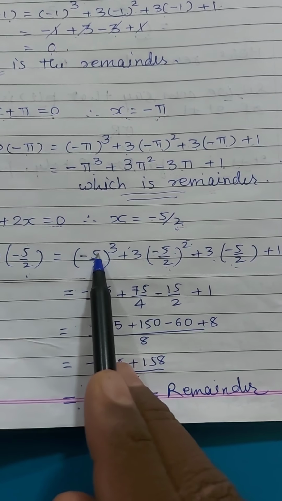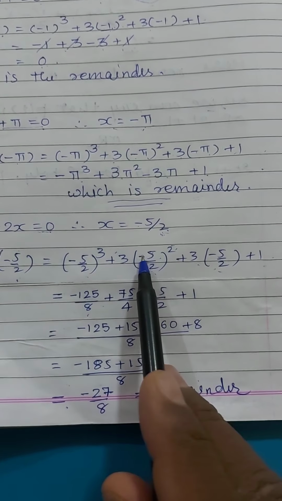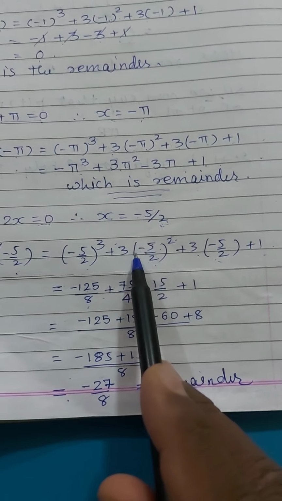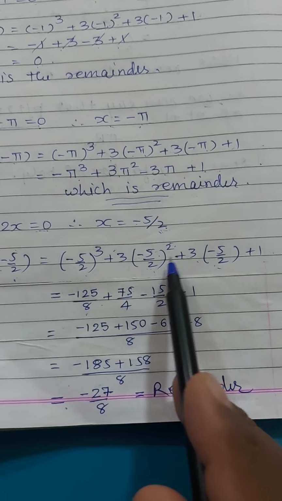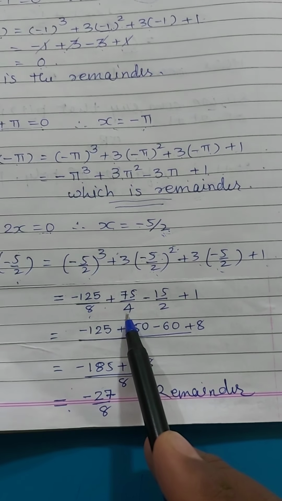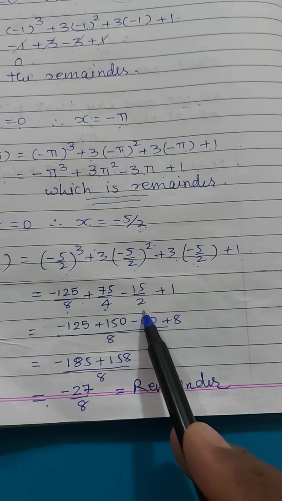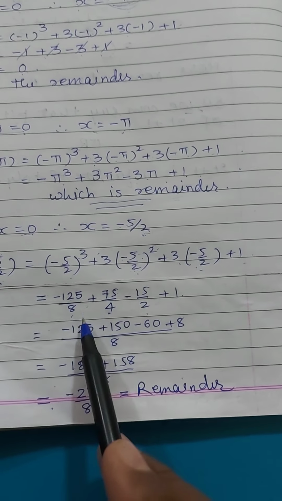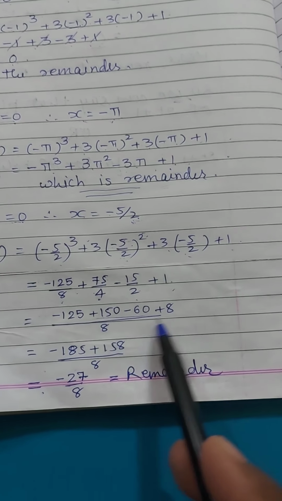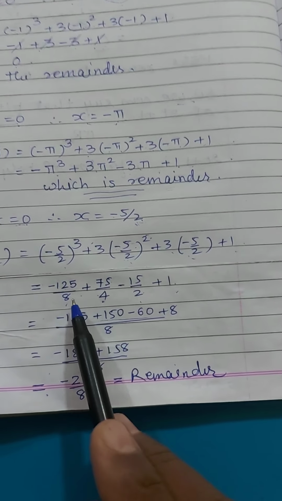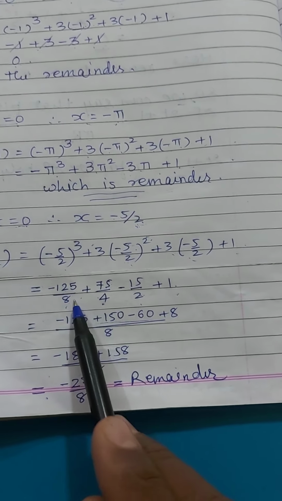125, the cube of 5, which is 125, and the cube of 2, that is 8, plus this minus sign doesn't come because of the even power. Square of 5 is 25, 25 3s are 75. Square of 2 is 4. Plus minus, 5 3s are 15, divided by 2, plus 1. Now you have to take the LCM of these denominators. So what is the LCM here? That is 8. You can check: this 8 is divisible by 4 also, and this 8 is divisible by 2 also. So we can say 8 is the LCM.